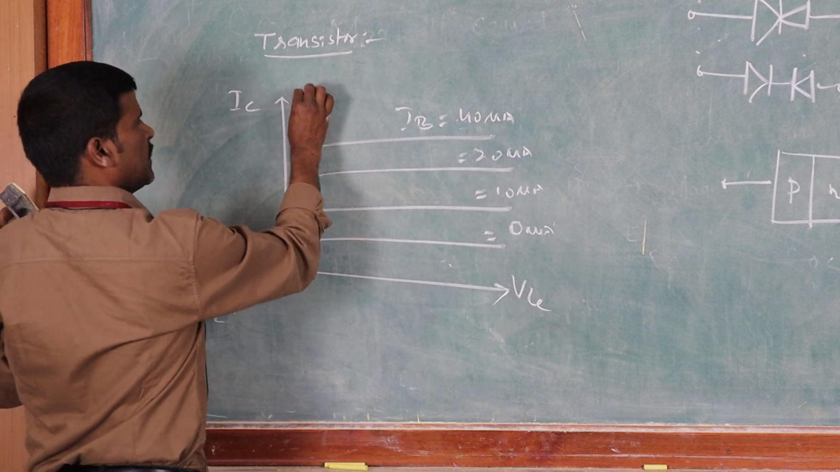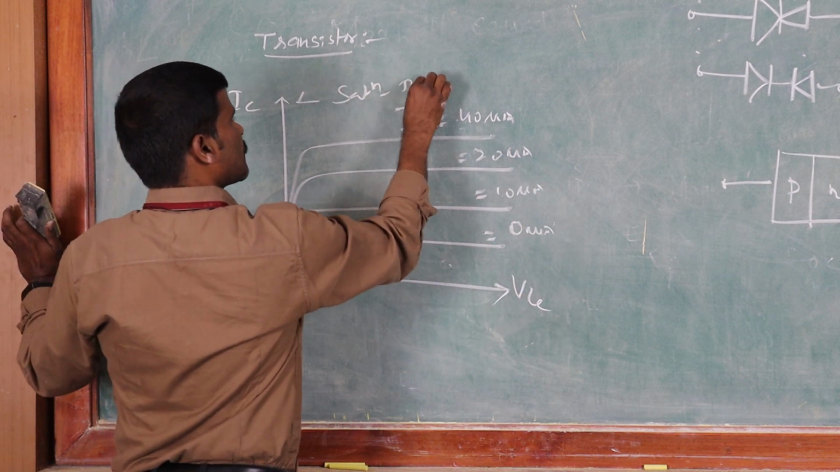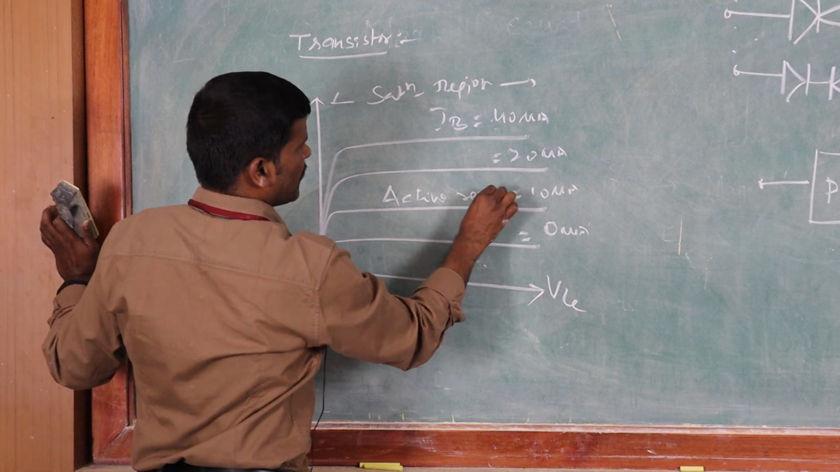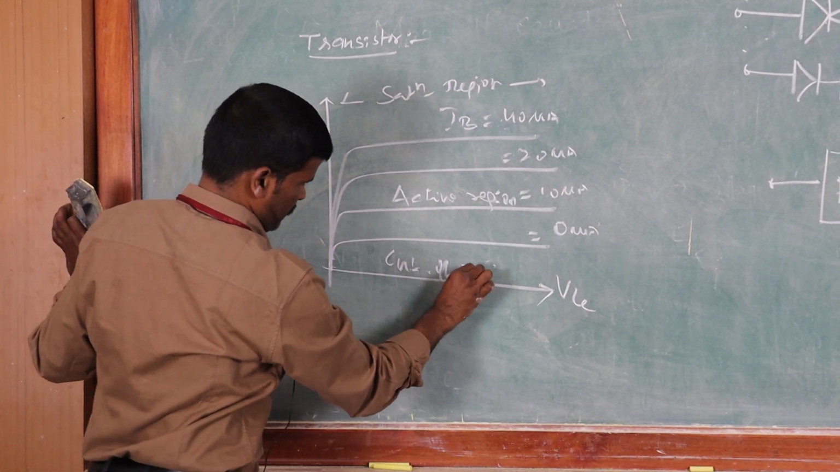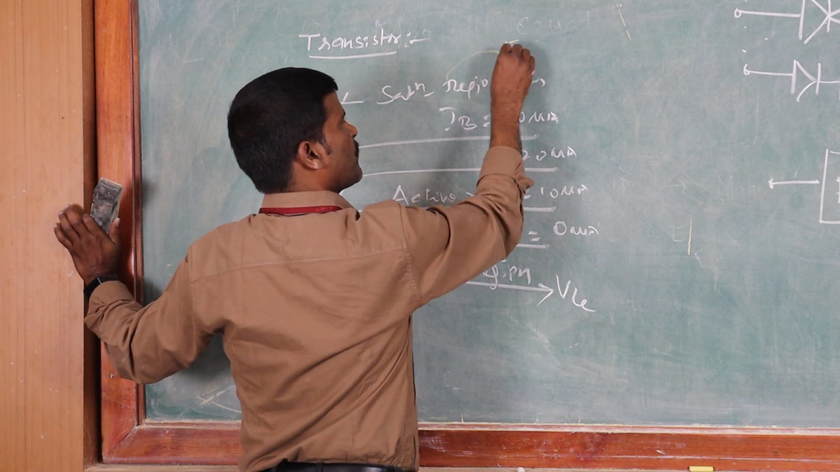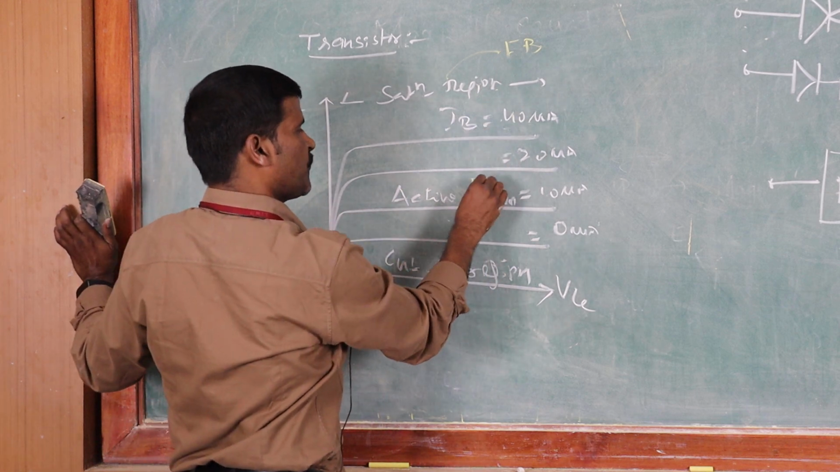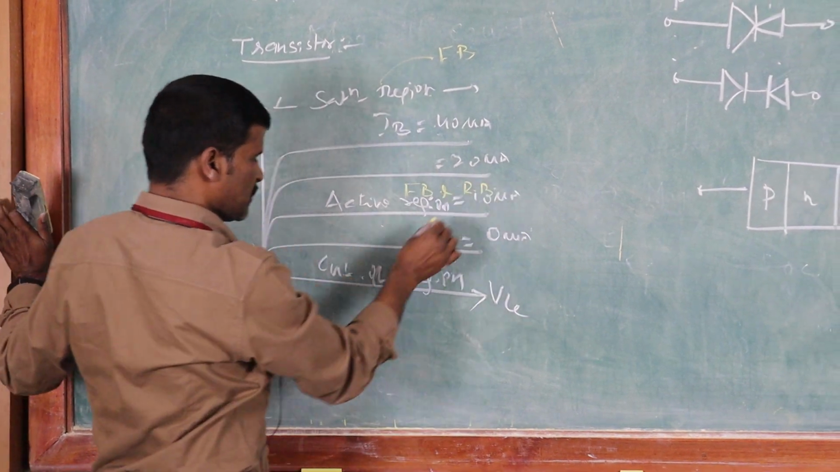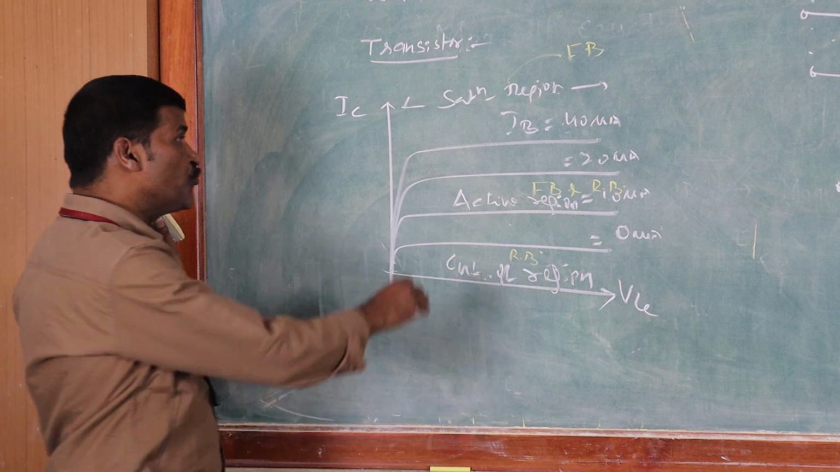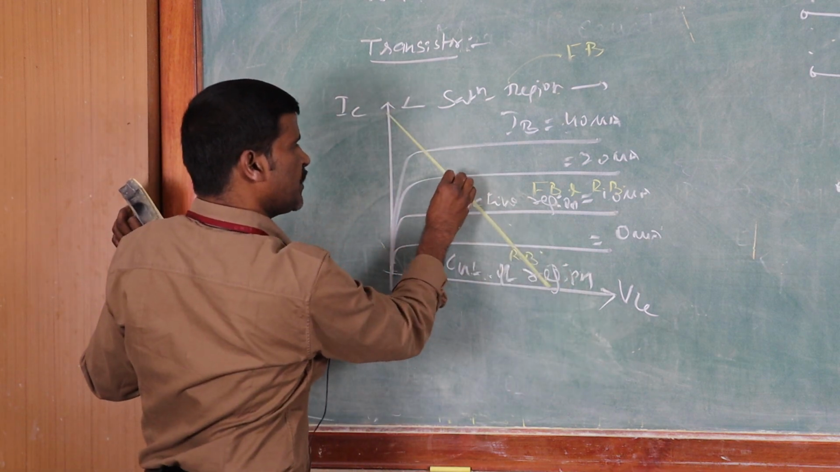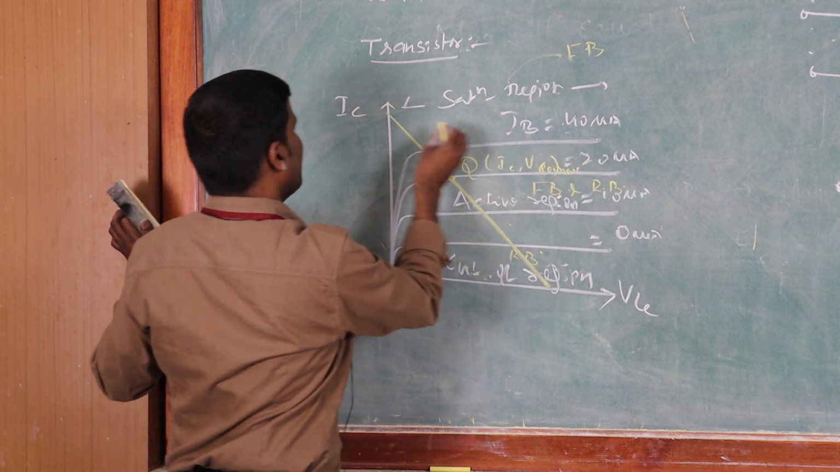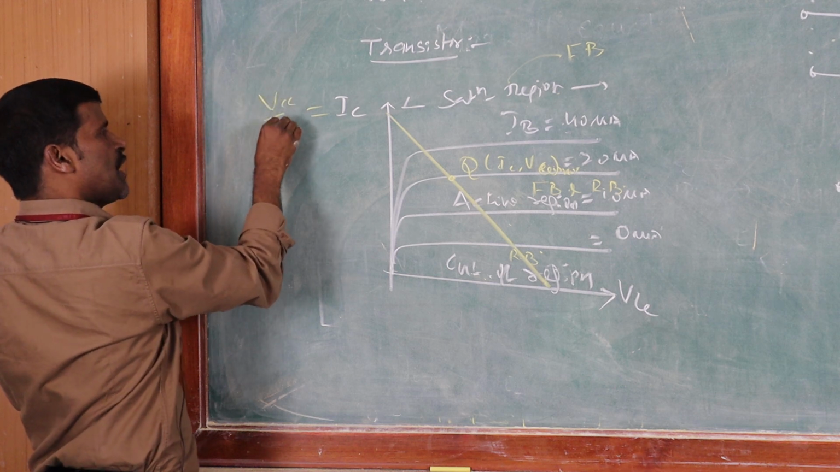The operating regions are: here it is the saturation region, this is the active region, and this is the cutoff region. In saturation region, both the junctions are forward biased; in active region, one junction is forward biased and the other is reverse biased; whereas in cutoff region, both junctions are reverse biased. Based on its Q point, what is Q here? The center of IC, VCE maximum, where we get IC equal to VCC by RL.